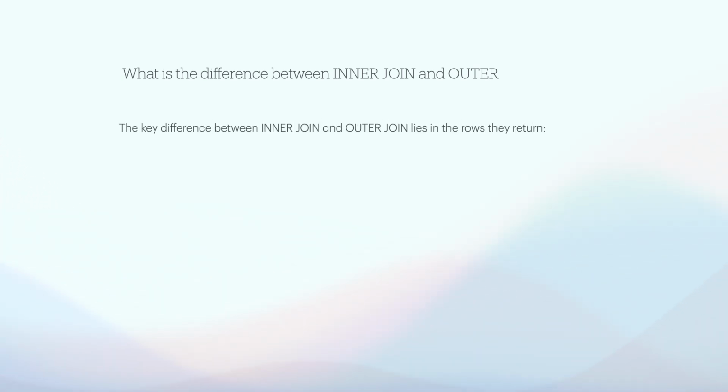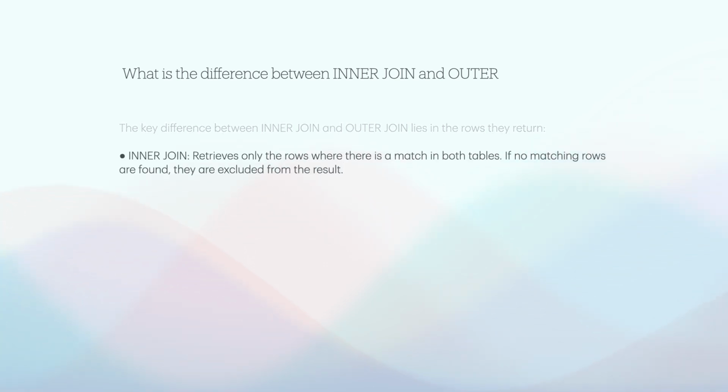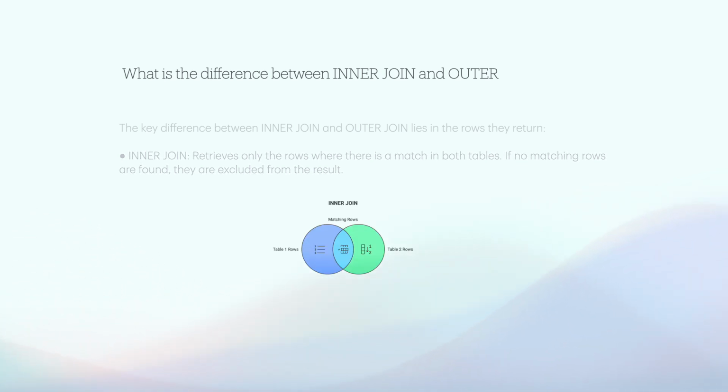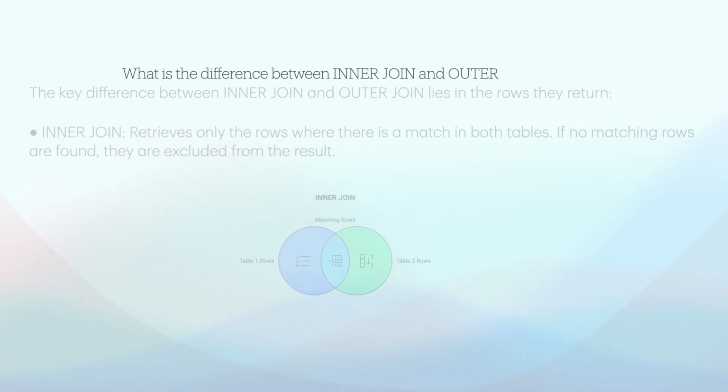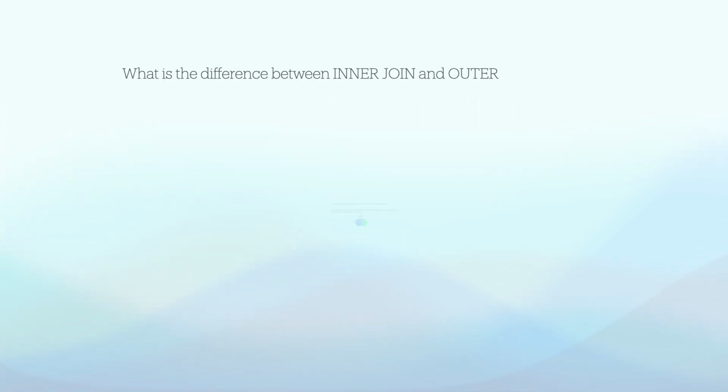The key difference is the results that both the joins are fetching. Inner join retrieves only the rows that have a match from both the sides. If there is no match, then those records are excluded. Let's see a Venn diagram. Like here, inner join will fetch only the common intersection between the left and right side tables, which is highlighted in blue color. Let's practically execute and see inner join and outer join.